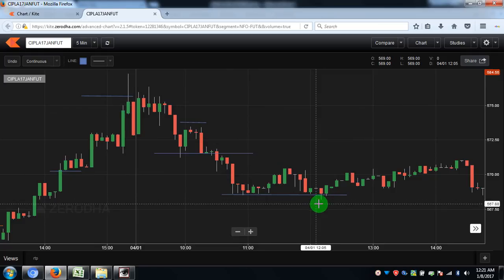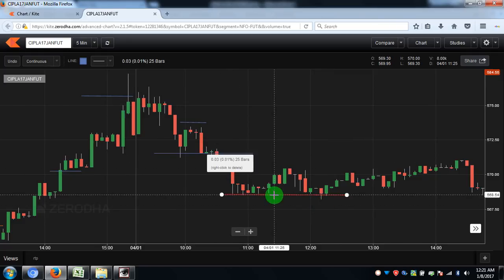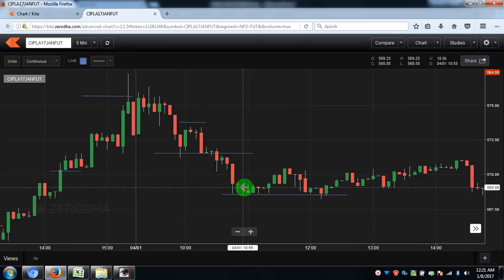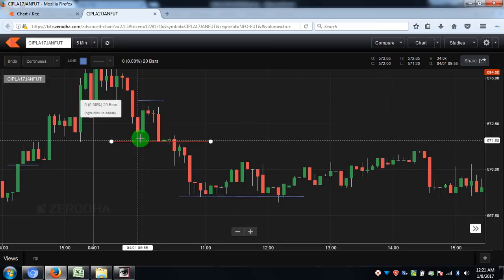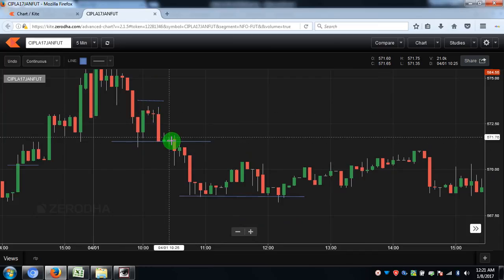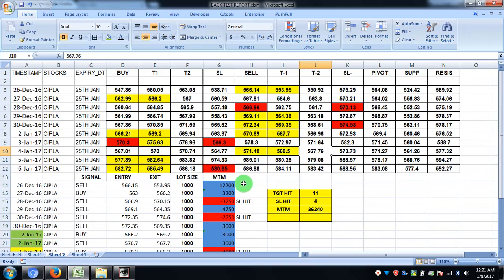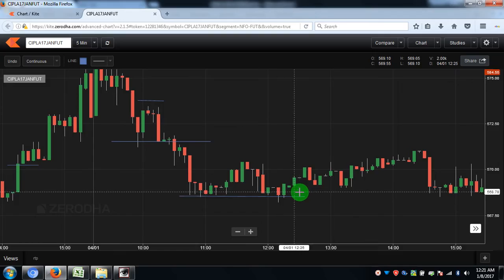Again after some time it came to 568.20 paisa also. That means it gave a clear target in the first entry itself. Here the stop loss was not triggered. So the sell call was generated, it went up, but again it came down, and the target was done on this date, 4th January.